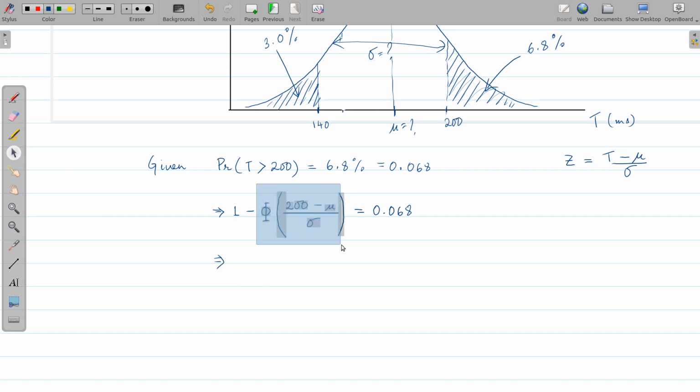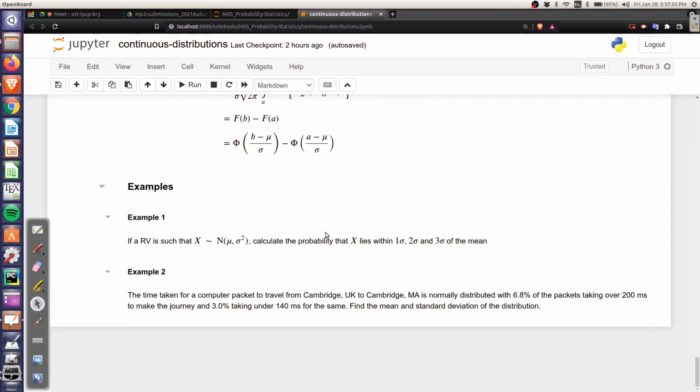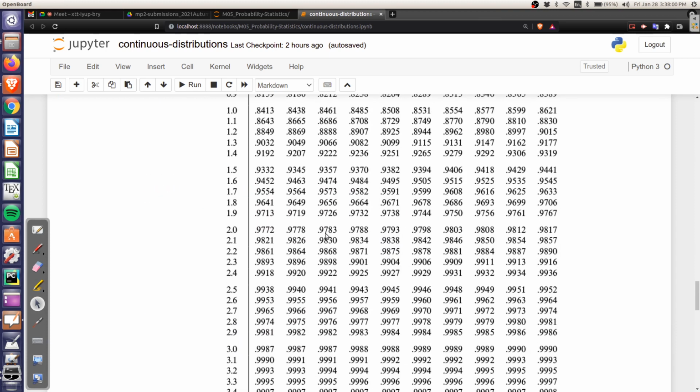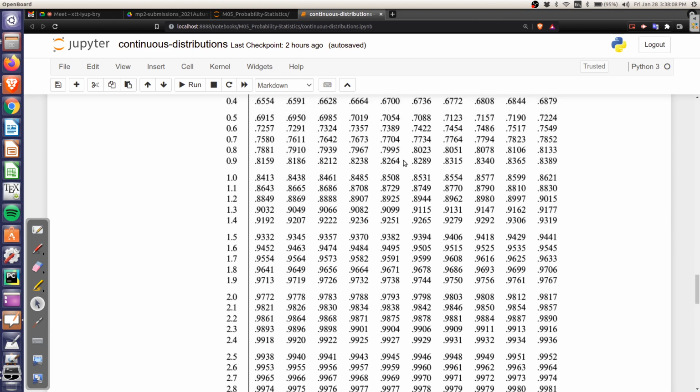From here it is easy. All I have to do is find out what this quantity is. So phi of (200 minus mu) by sigma will be equal to 1 minus 0.068, which is 0.932. Is this clear? Now, can I write this 0.932 as phi of something? Yes, we can. We go to the CDF table and look for 0.932, which is easy to find. You see here 0.9306.